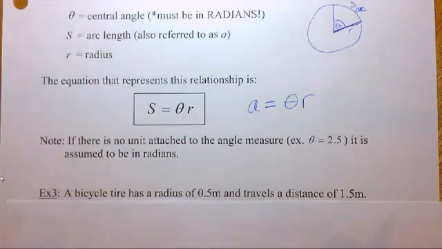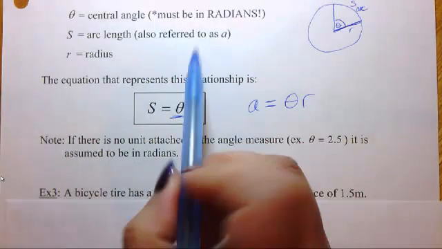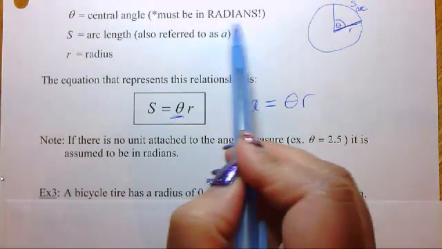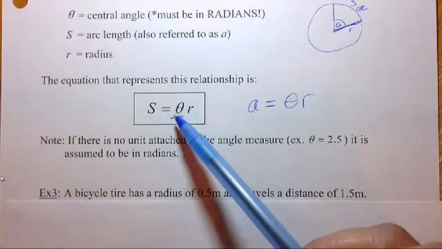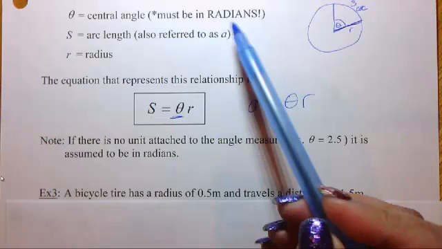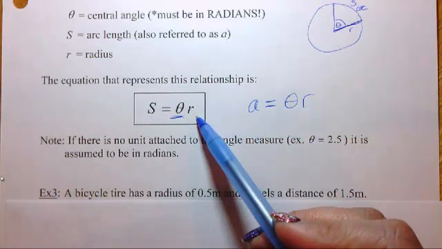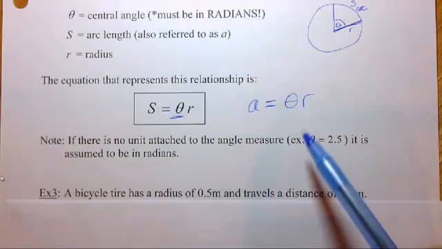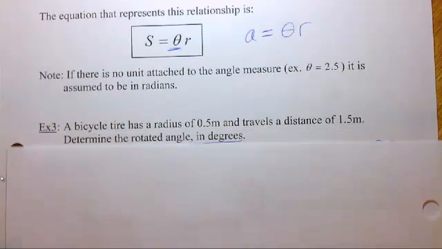One thing you have to keep in mind that's really important is this angle that's here is in radians, or it must be in radians. If you're putting it into the equation, you have to use the angle in radians. If you are solving for theta using this formula, it's going to give you the answer in radians. So something to keep in mind.